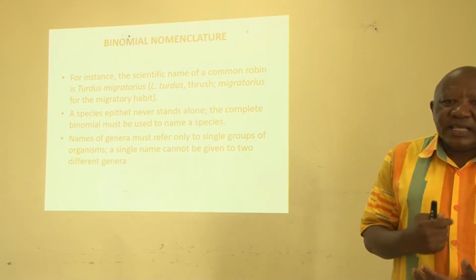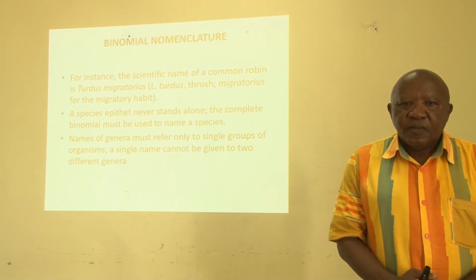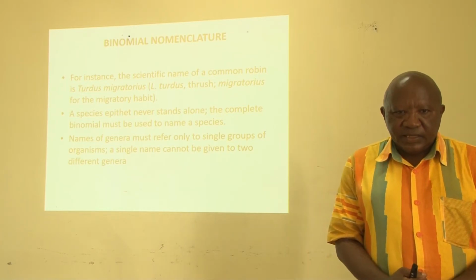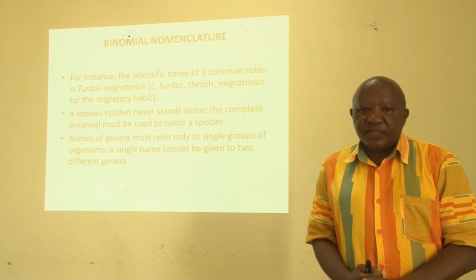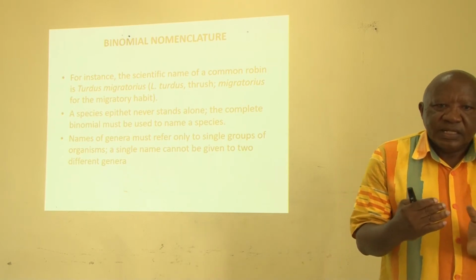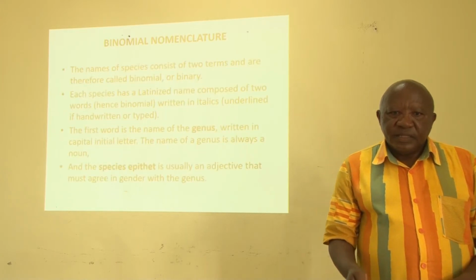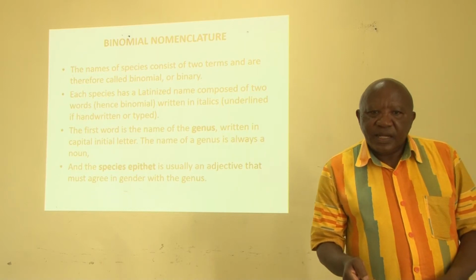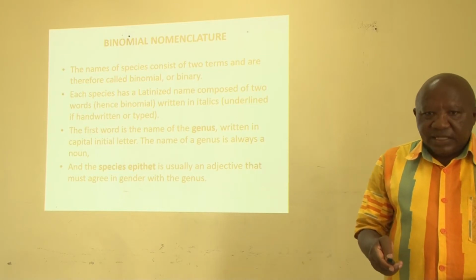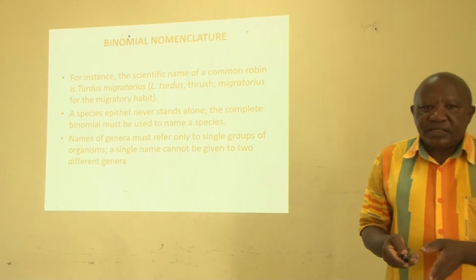For instance, the scientific name of the common robin is Turdus migratorius. Turdus is the genus, and migratorius is for its migratory habit. So you can see that the species epithet, as explained previously, is an adjective that must agree in gender with the genus. And when we look at the name migratorius, it is about the habit of migrating.